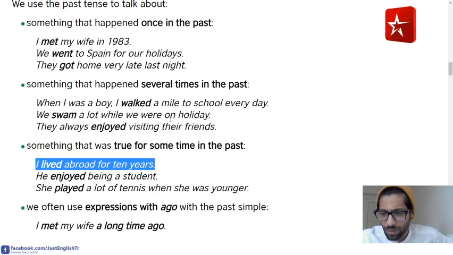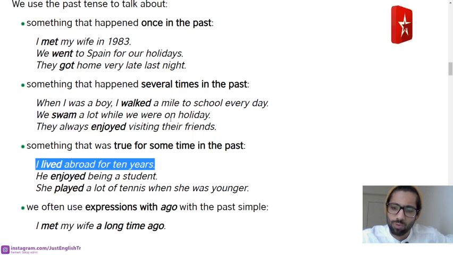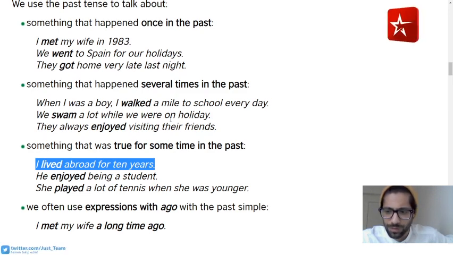Sometimes lived in the past for 10 years. Why sometimes? I'm sorry, but this sentence is wrong. Sometimes I lived in the past for 10 years.